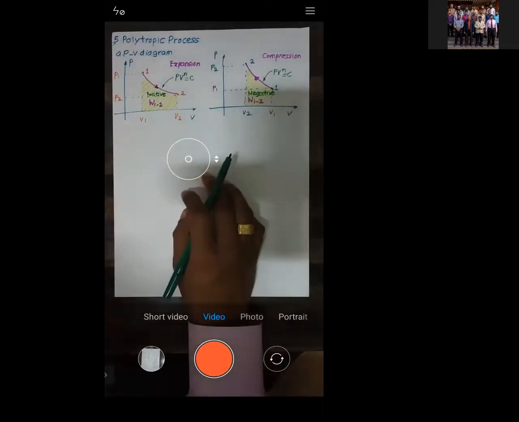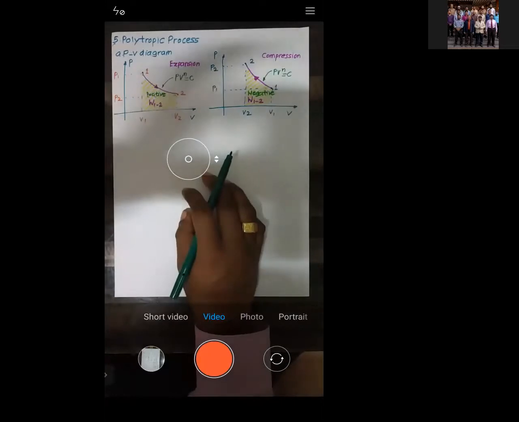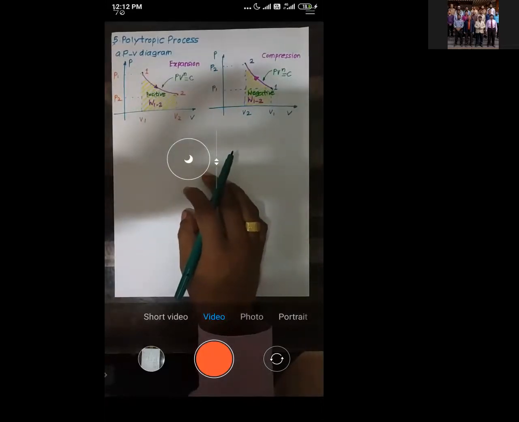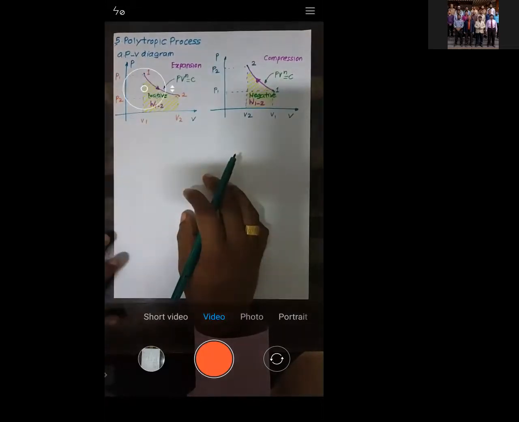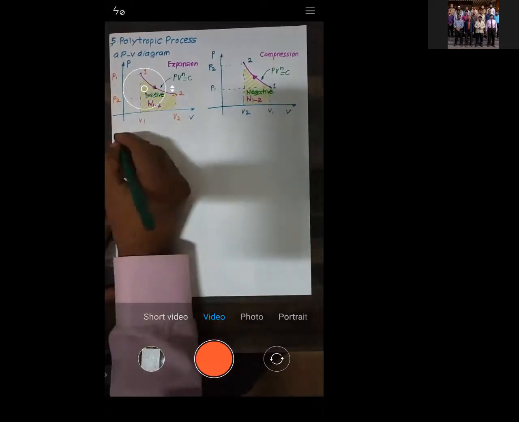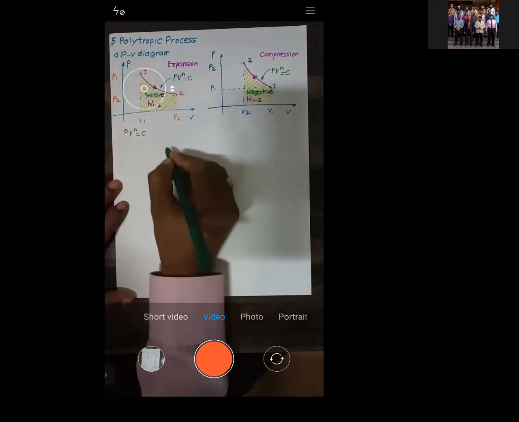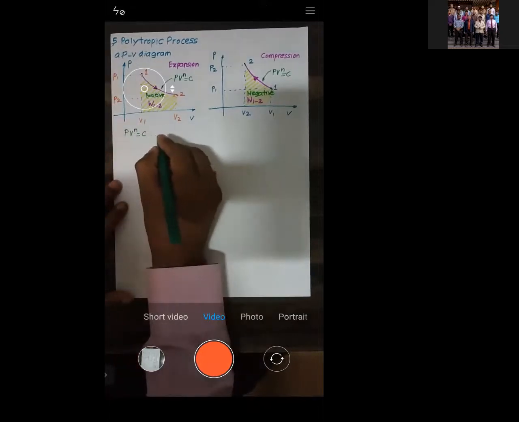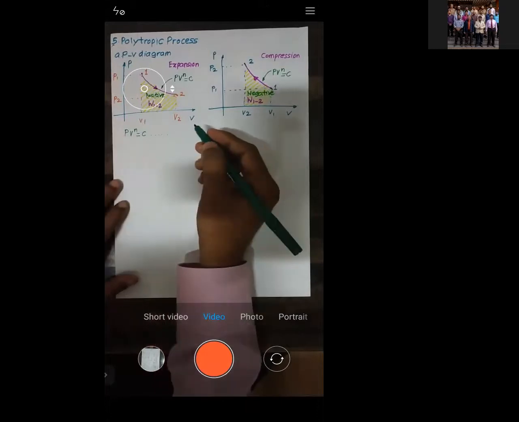Is it okay with this one? Right? So now let us start. I will first brief you. PV^n = constant. This is the law for a polytropic process.